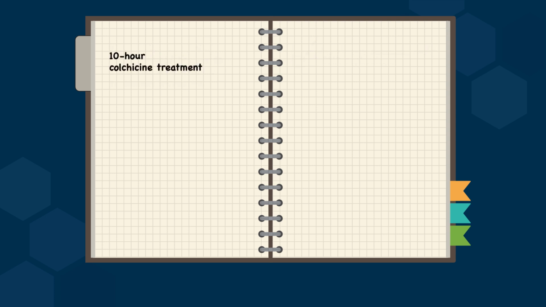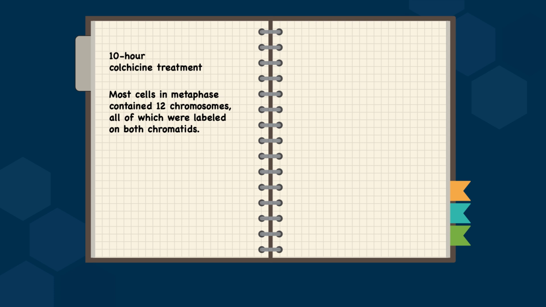For a 10-hour colchicine treatment, most cells in metaphase contained 12 chromosomes, all of which were labeled on both chromatids. This indicated that cells did not pass through more than one S phase during the 18 hours between the start of labeling and the end of colchicine treatment, as there were no unlabeled chromosomes or chromatids.